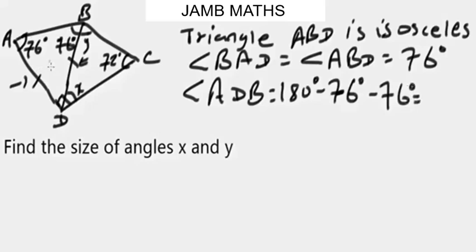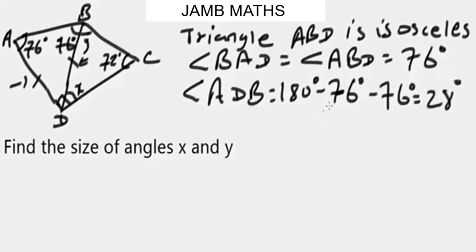Since this is a triangle, know that the angles of a triangle add up to give what? 180. That's why we are having this 180. So 180 degrees minus 76 minus this 76, we are subtracting the two angles of the triangle we have from 180. When you punch it into a calculator, you're going to have 28 degrees.